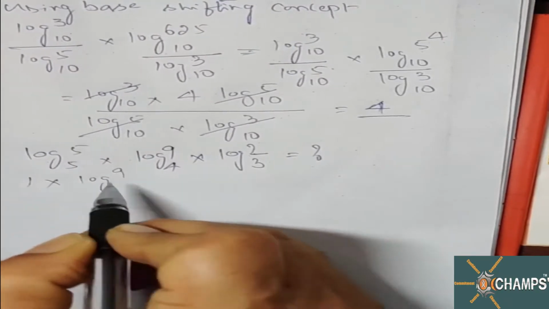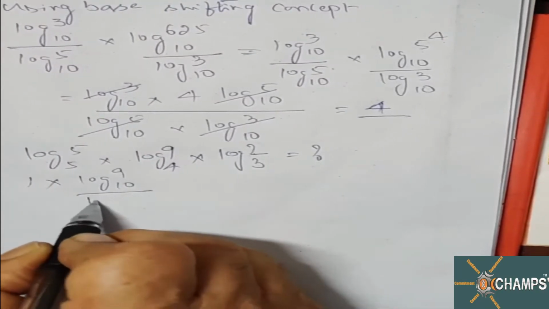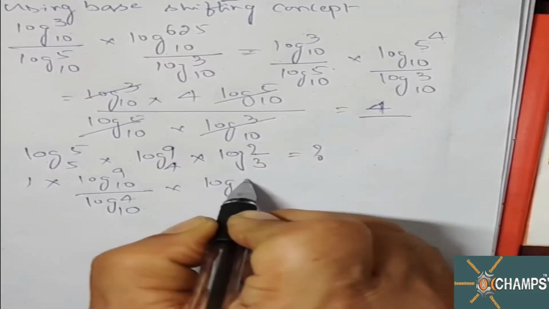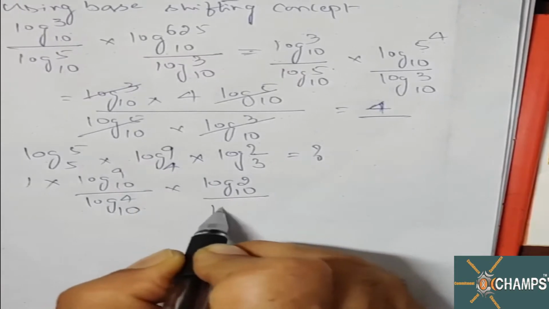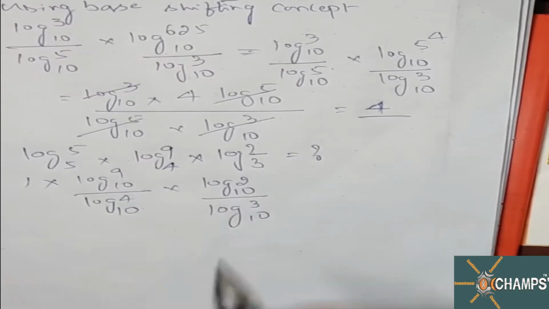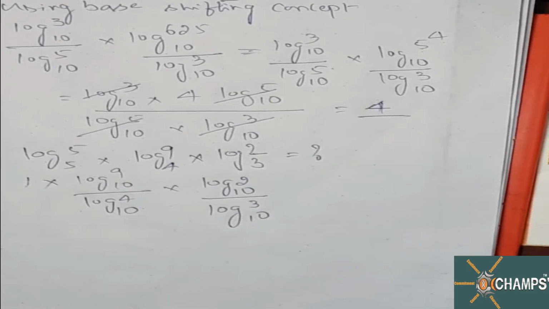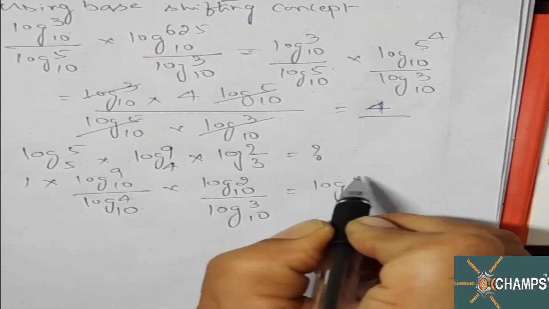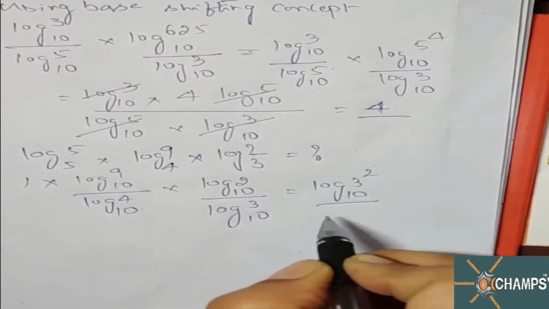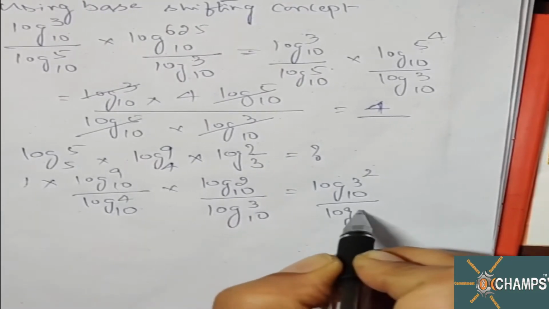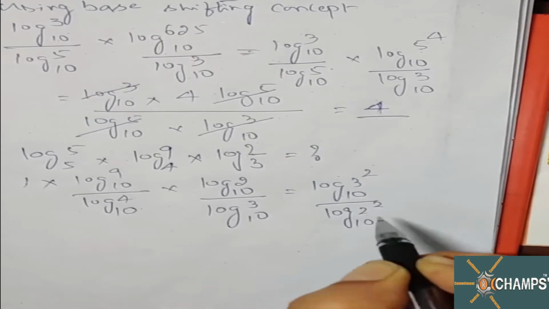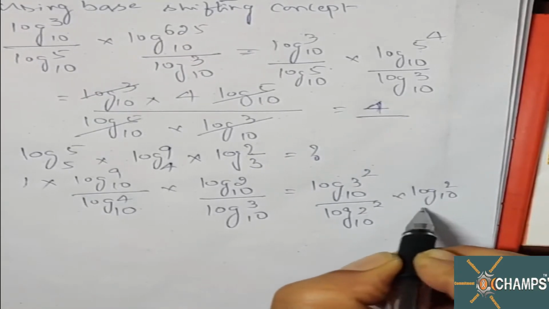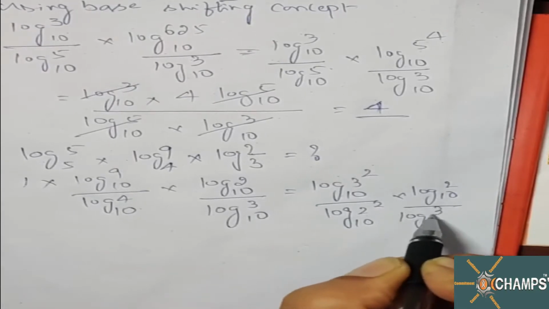This can be written as log 9 to the base 10 divided by log 4 to the base 10 into log 2 to the base 10 divided by log 3 to the base 10. So log 9 can be written as log 3 square to the base 10. Log 4 can be written as log 2 square to the base 10.